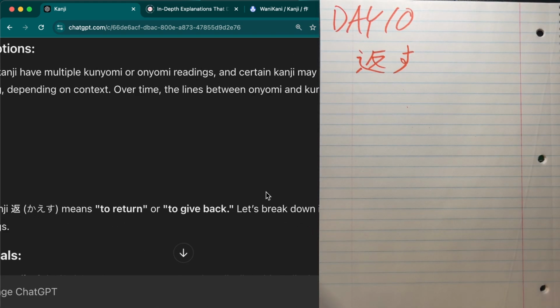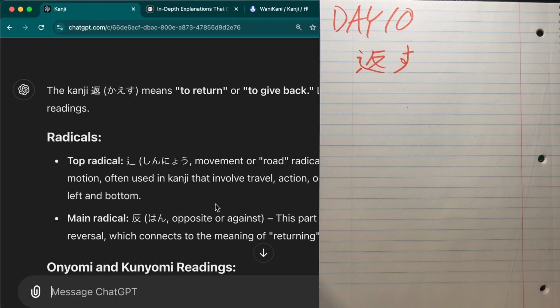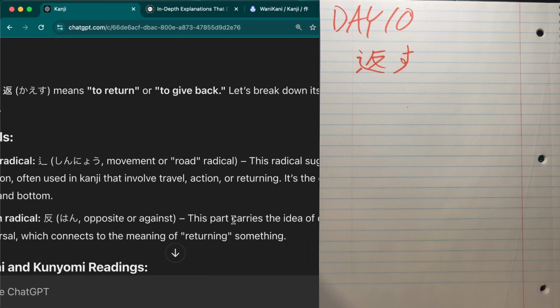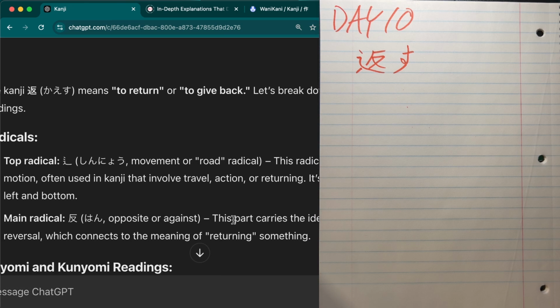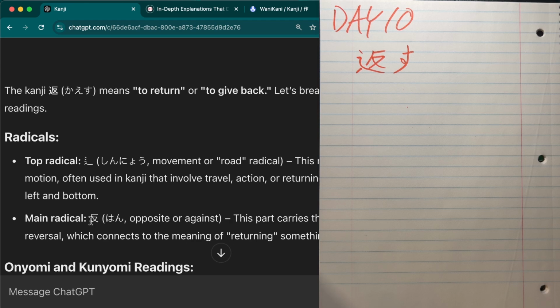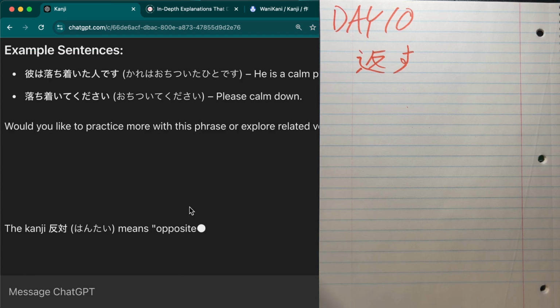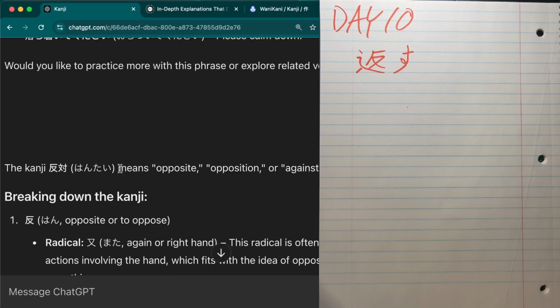Okay. And then we're going to get a breakdown of the radicals right now. Okay, the movement one. And then this right here, han, opposite or against. Okay. This part carries the idea of opposition or reversal, which connects to the meaning of returning something. Interesting. So let's check that out. I'm curious. Got it. Okay. Let's add this one to the list because it's also a pretty commonly used word from my experience when I was in Japanese language school.